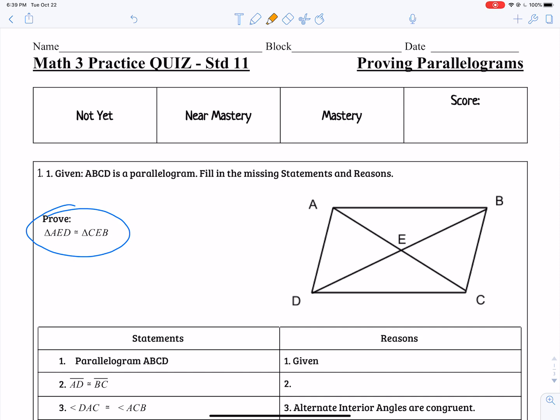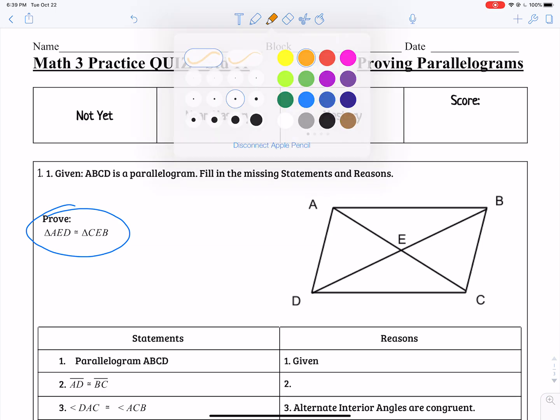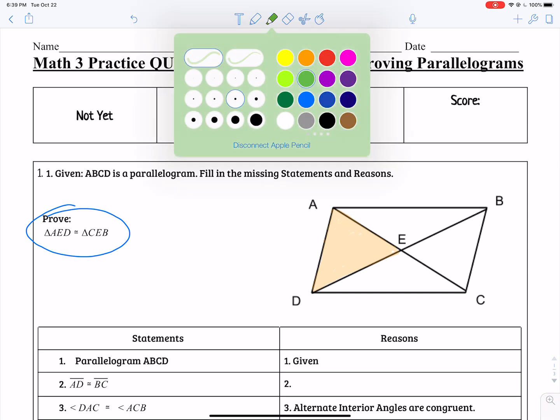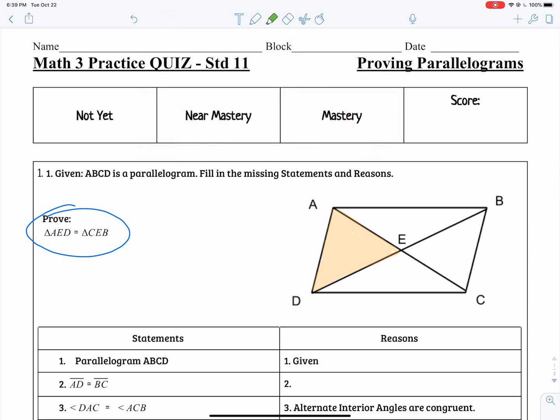I like to highlight those so I know what I'm aiming for. So I'm going to take my highlighter tool for just a second, and I'm going to highlight those triangles. That way it's easy to tell what I'm working on as I'm proving. So give me just a second. You could do it to your paper if you want. So highlight AED and CEB, the triangles that we're working on proving congruent.